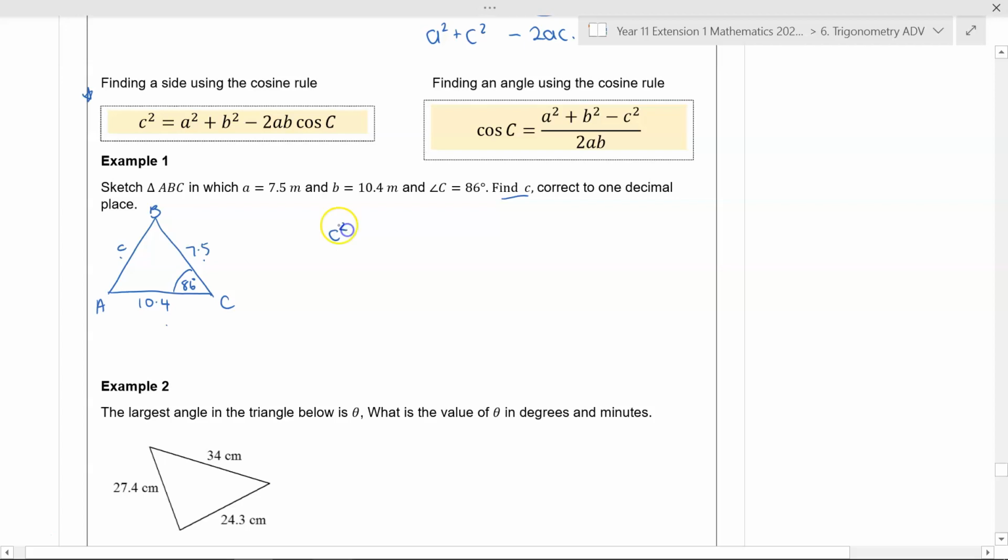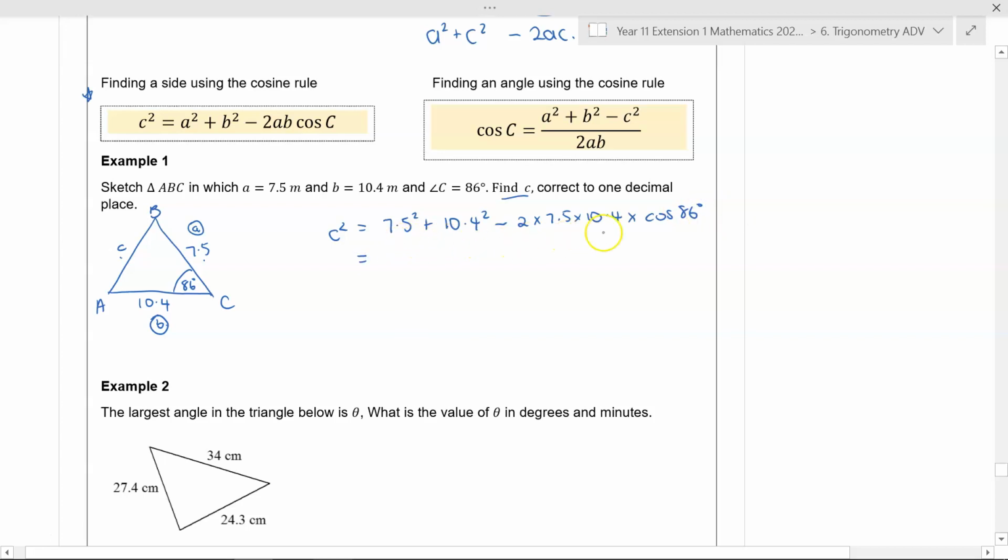So c squared will equal, it doesn't matter which one you call a and b, but technically that's opposite a, so let's stick to that. B there, c must be the one you're trying to find, a and b the other two sides. So we'll go a squared plus b squared, sort of starts like Pythagoras, then minus twice the product of those, times cos of angle C. Remember, this angle must be opposite the side you're trying to find.